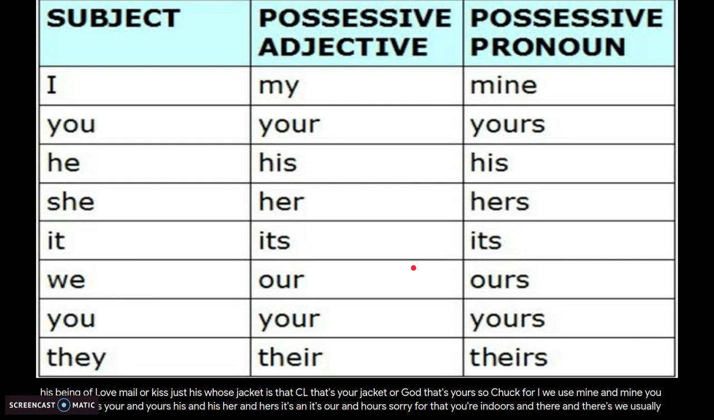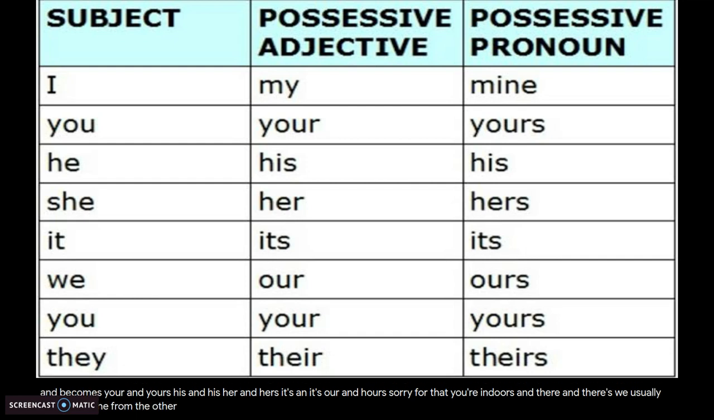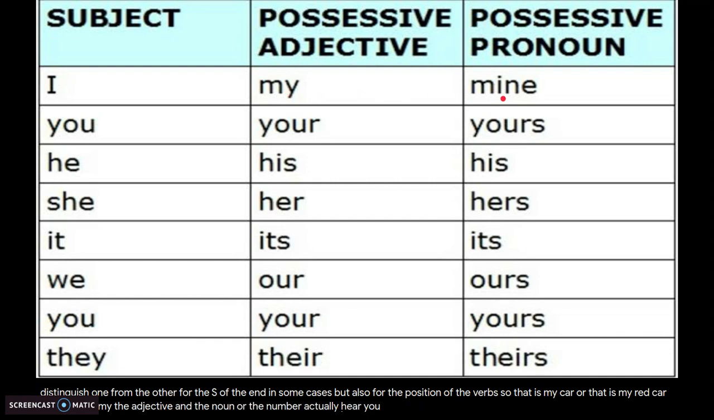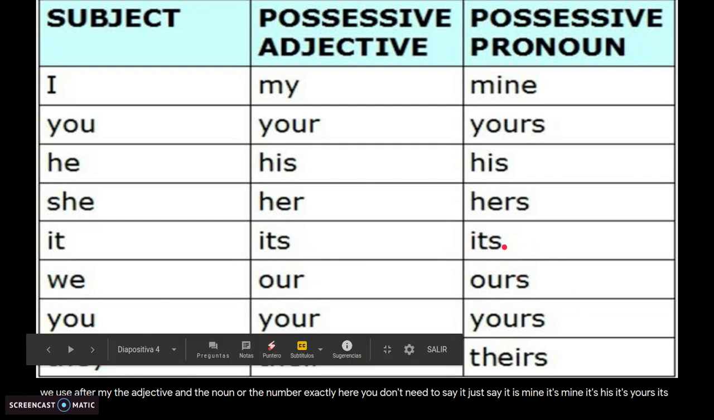We usually distinguish one from the other by the s at the end in some cases, but also by the position of the words. Say, that is my car, or that is my red car. We use after my the adjective and the noun, or the noun directly. Here you don't need to say it. You just say it is mine, it's mine, it's his, it's yours, it's theirs, it's ours.